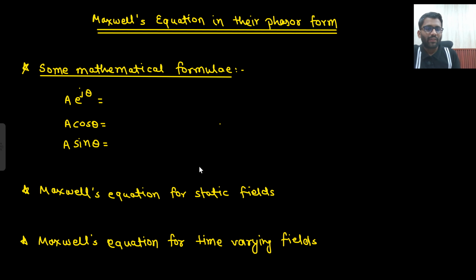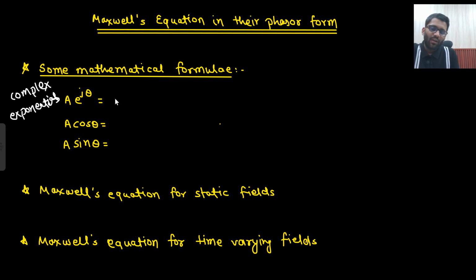So we will go to our topic, which is Maxwell's equations in their Phasor form, but before that we need to understand some basic mathematics. Have you seen this particular expression, A e to the power j theta? What do we call it? Complex exponential. If you haven't seen it, then now you can see it. We call it complex exponential.